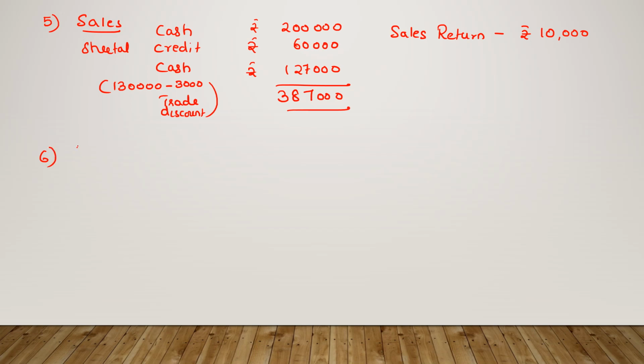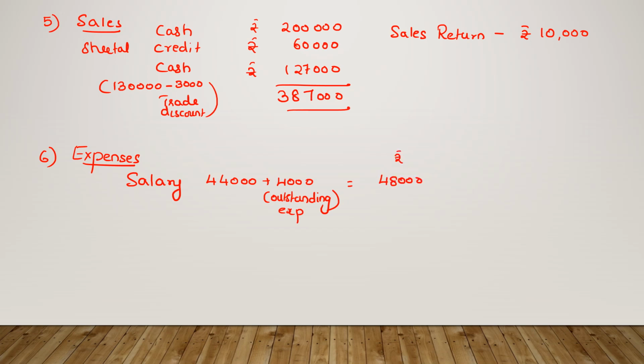The next item that we will learn to calculate is expenses. Now here we know salary to employee was paid, which was 44,000, and 4,000 was still outstanding, but still being the expense of the year. If you remember the explanation of outstanding expenses, it is added to the relevant expense. So totally 48,000 is the salary expense.